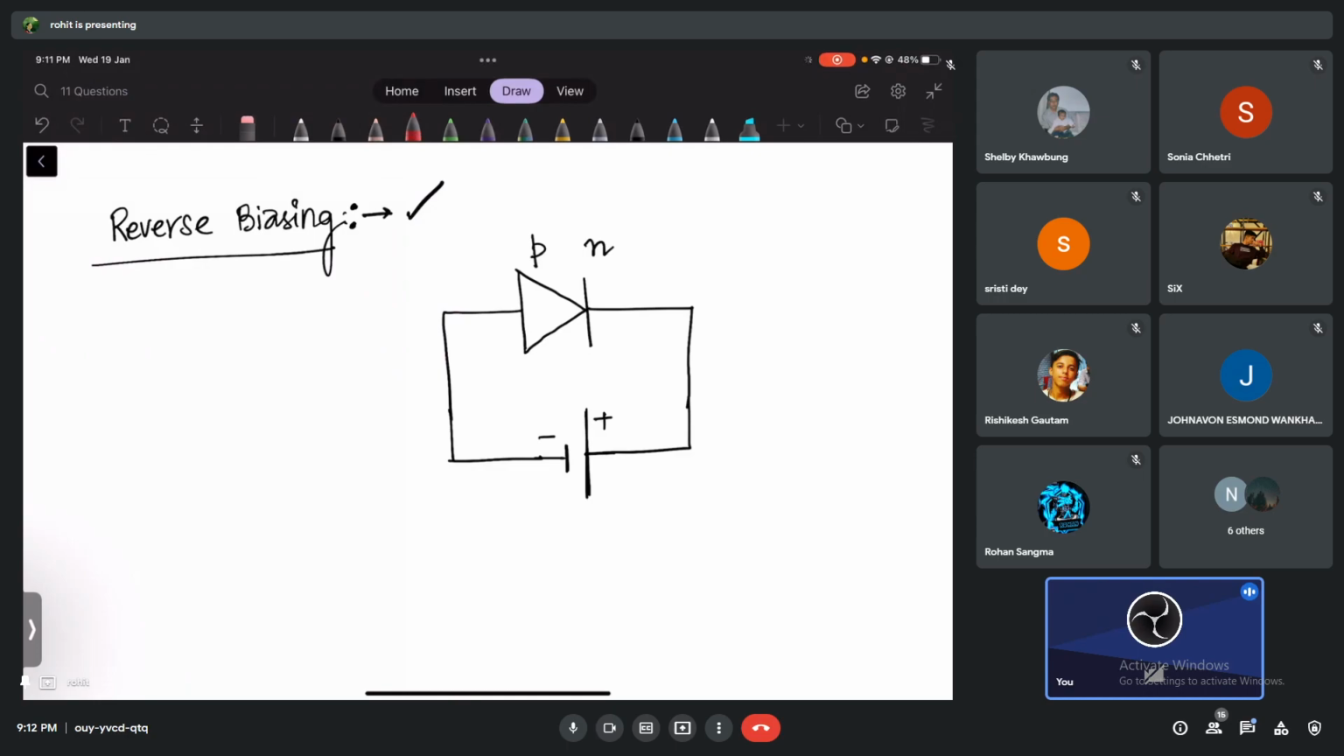How much current will I get? How much reverse current this time will I get? And reverse current will be in this direction, right? From where to where, guys? N to P or P to N? N to P. This is a reverse current.